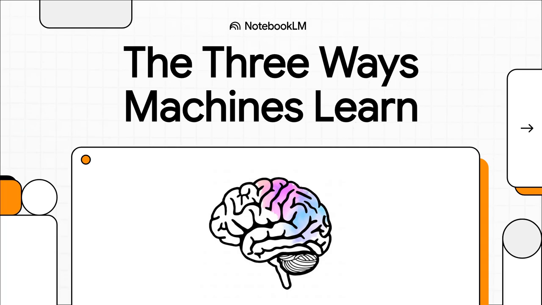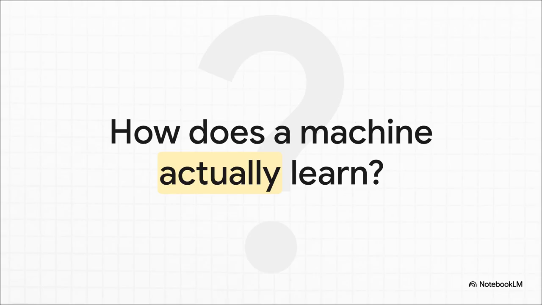So today we're talking about the three main ways machines learn. It's a huge topic, right? But it's not magic, it's a science. And understanding these three core methods is key to understanding the AI that's shaping our world. Let's dive in.